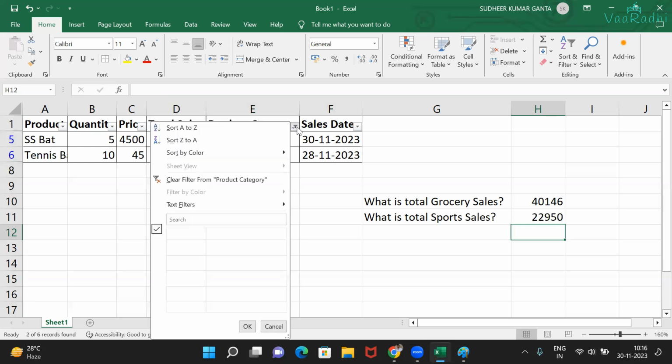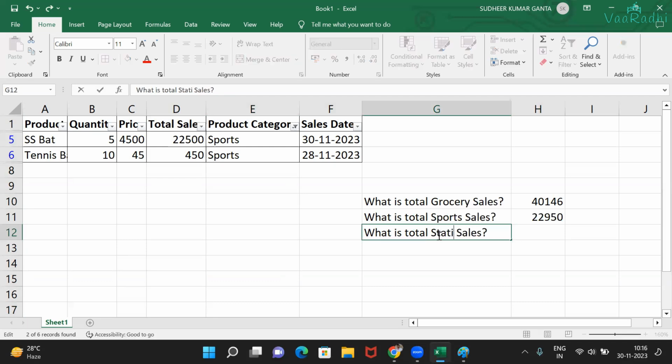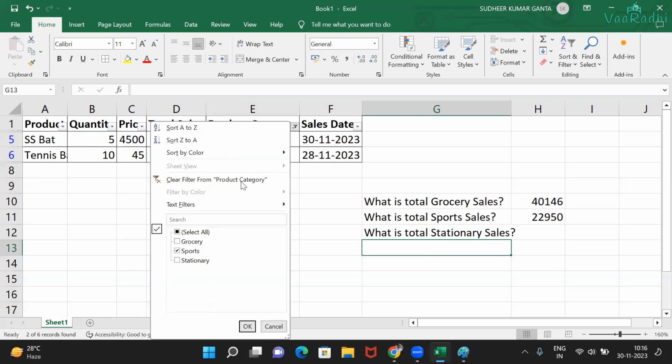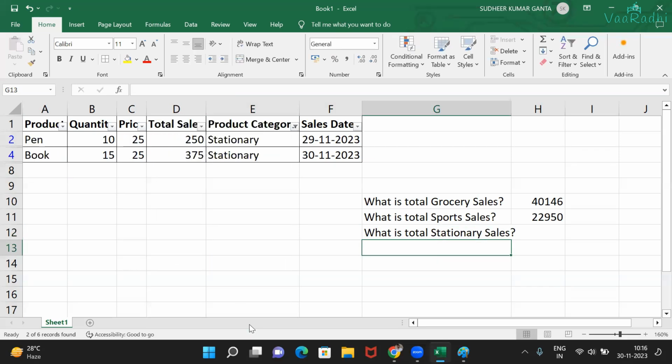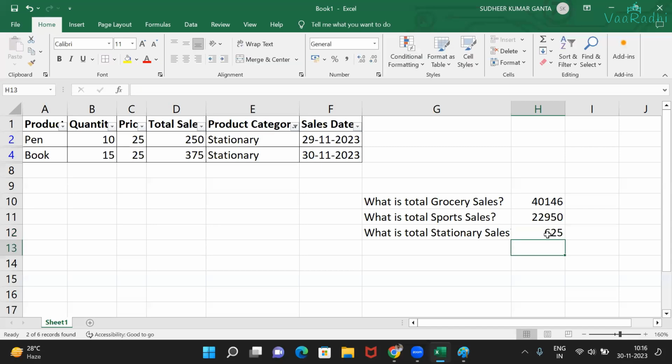Now I'm going to the product category column again. What is total stationery sales, if I ask you this way? So simply go to the product category column and select stationery, and row numbers 2 and 4, and total sales is 5,625. I got my answers.